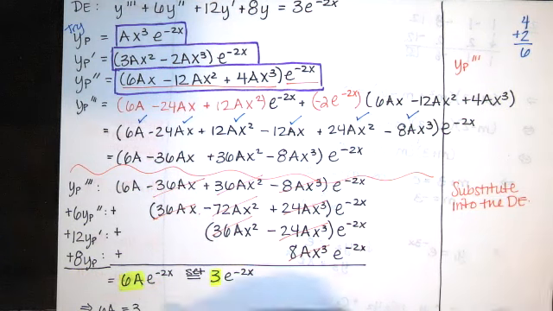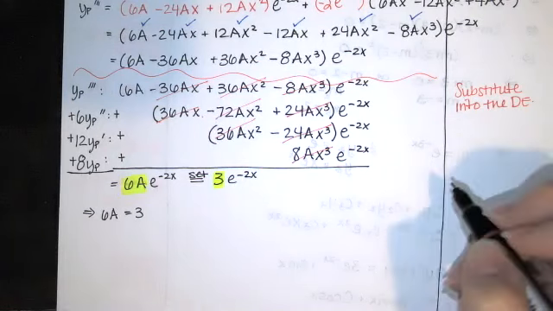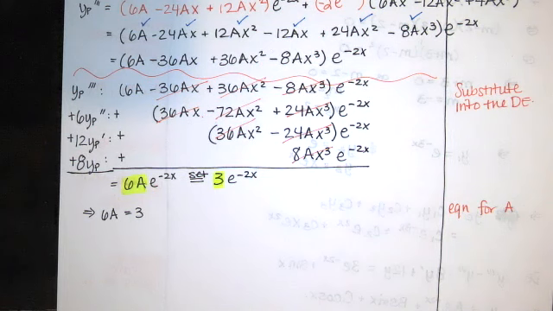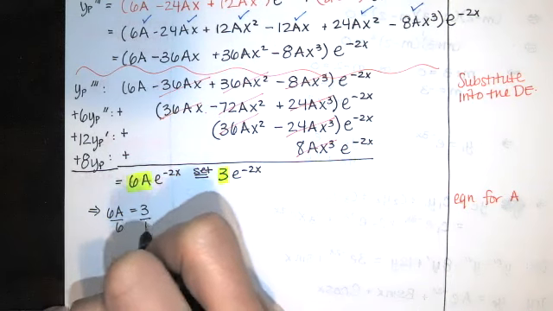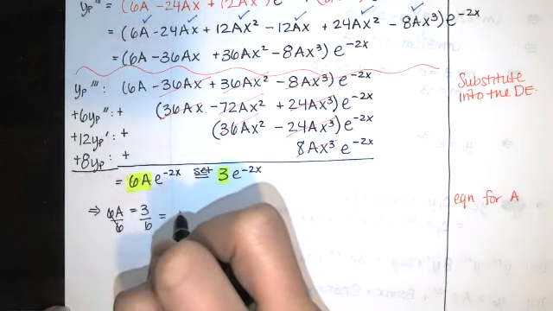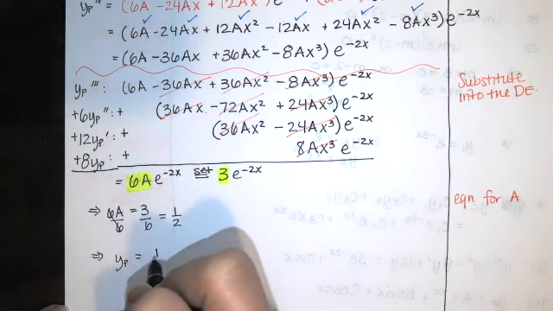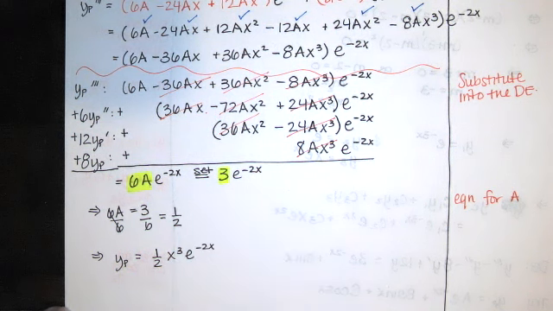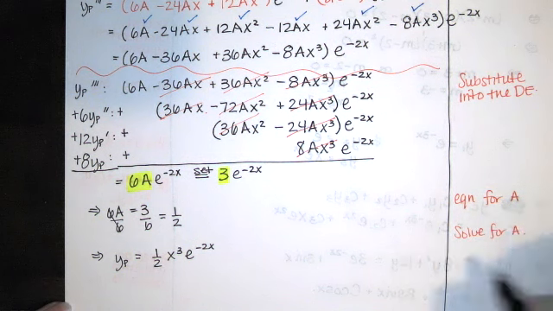Of course, we simplify and we set the result on the left-hand side equal to the result on the right-hand side. And then you have an equation for the only unknown, the only undetermined coefficient a. So 6a is equal to 3. We'll solve for a, we get a equals 3 over 6, or 1/2. So that means y sub p is a, which is 1/2, times x cubed times e to the negative 2x. So we find our a value, and we substitute a into the form of y sub p.